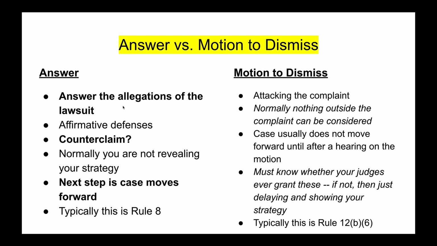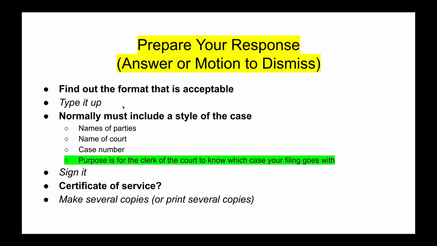And so typically under the rules, this is under Rule 12, and then you'll find a subsection B, and then there's a whole list of them. But the normal one is 6, which is a failure to state a claim. So that's the typical motion to dismiss. So whatever your response is, whether it's an answer or a motion to dismiss, find out in your court what's the acceptable format. There may be a form that you can find.